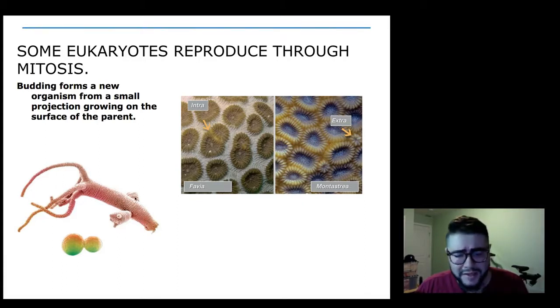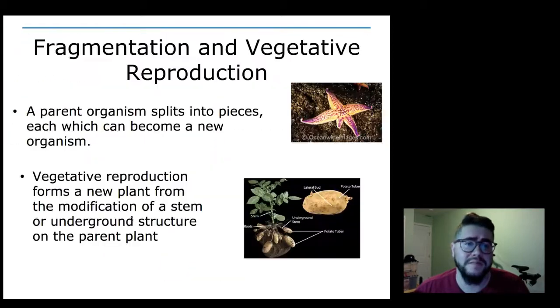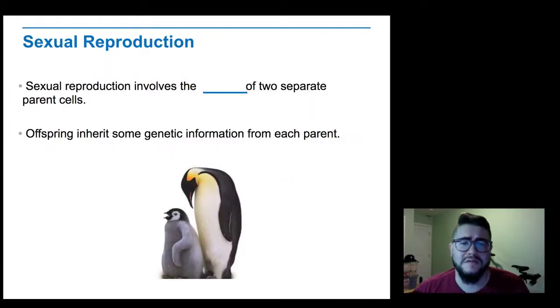And these little tiny nubs off the side is the growing bud that's the identical copy of it. So eventually this bud will get so big it just plops off and becomes its own thing. That's another form of asexual reproduction. That's different from sexual reproduction because sexual reproduction involves the fusion of two separate parent cells, right?